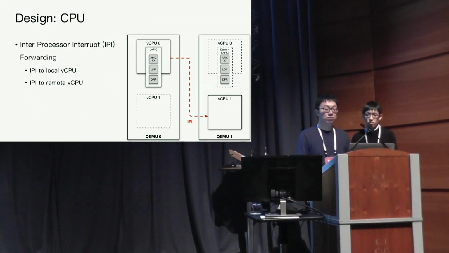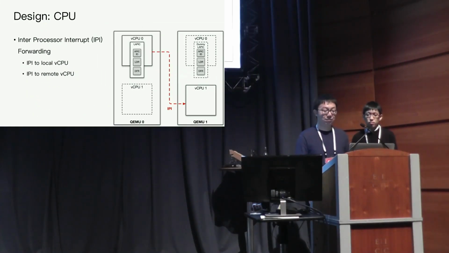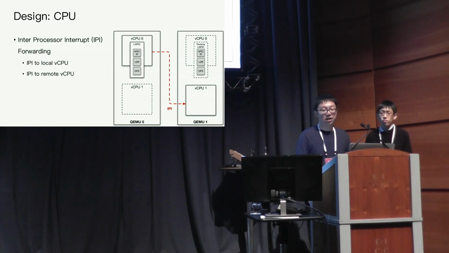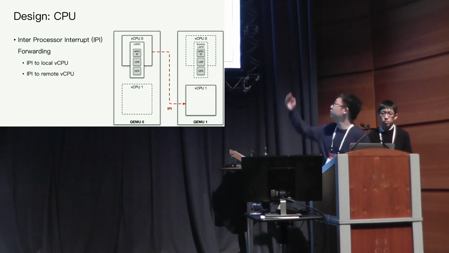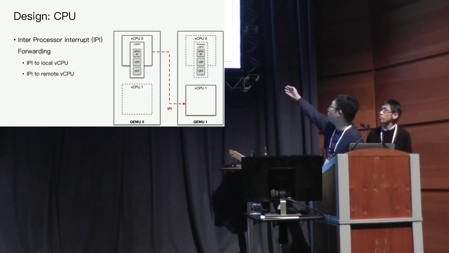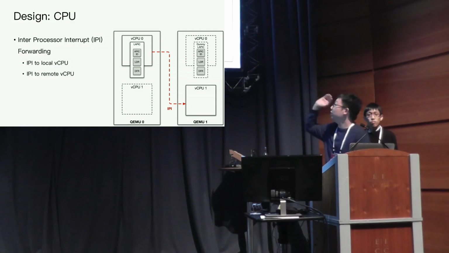The next thing to be considered is the IPI forwarding. The overall strategy is straightforward. If the IPI is sent to a local vCPU, then we just process it as usual. Otherwise, we send it to the remote QEMU and inject it into the APIC of the target vCPU. For example, vCPU 0 located on QEMU 0 sends an IPI to vCPU 1 located on QEMU 1. So QEMU 0 should forward this IPI to QEMU 1.